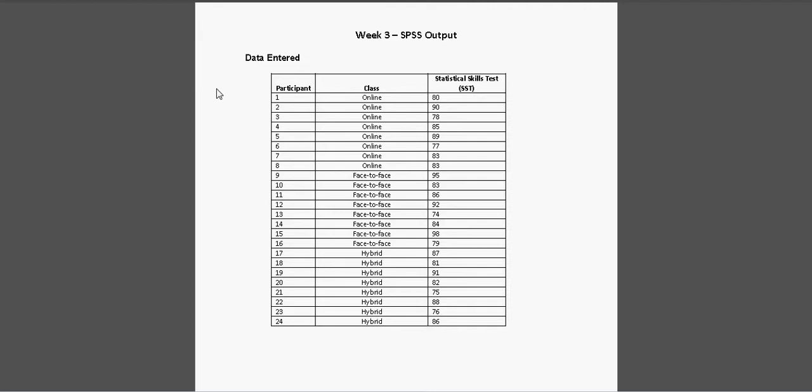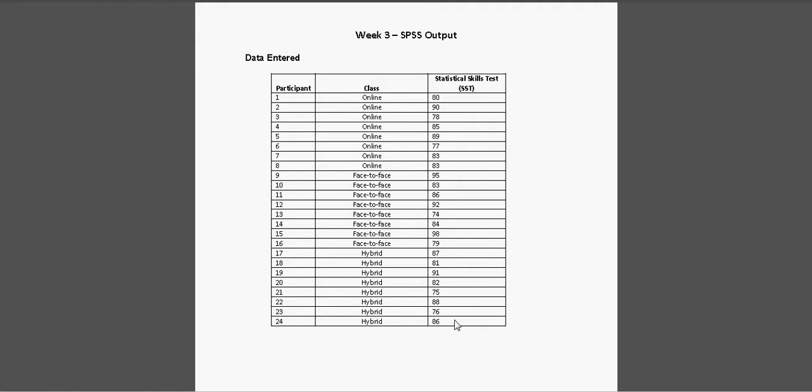So, when we look at our data, we see again that we have one variable called class in this instance, and it has three groups: online, face-to-face, and hybrid. And our dependent variable, again, is an interval or ratio variable, a statistical skills test score. So if you've been thinking this is pretty hard to take statistics in an online environment, this is the kind of study you would run to see if that's actually true.